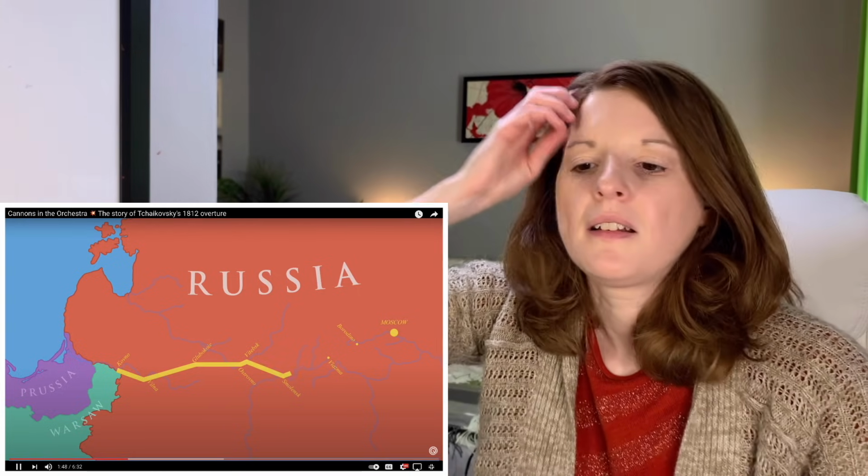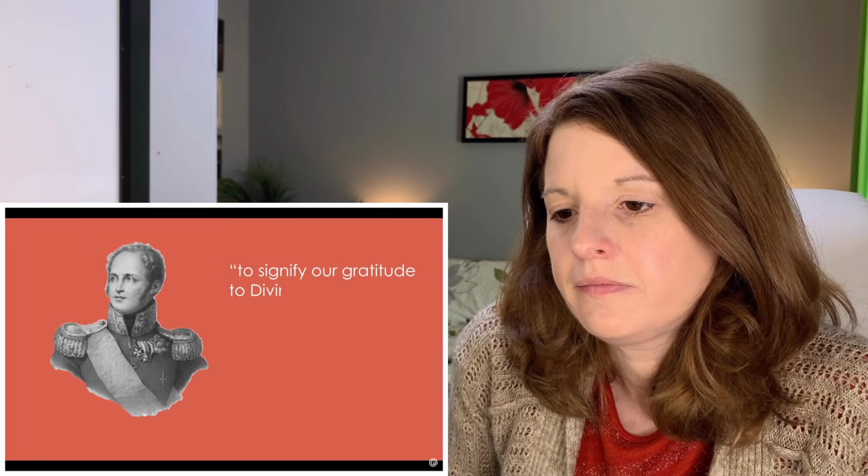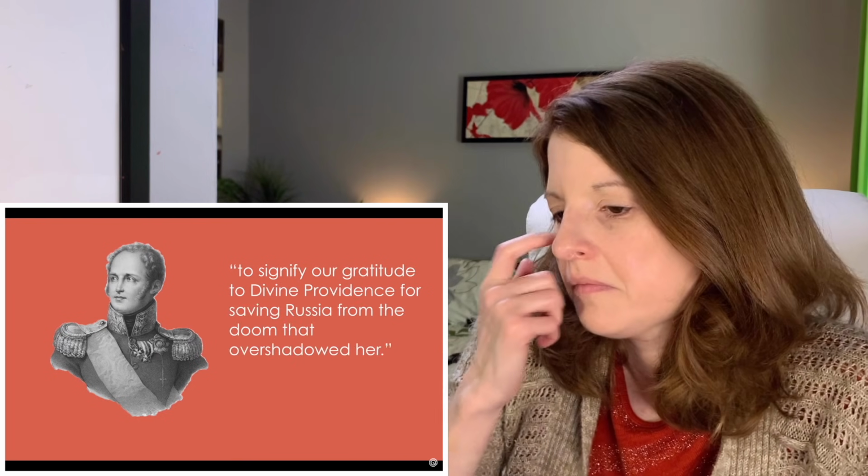And by December 14th, 1812, he was no longer in Russian territory, and only a fraction of his original army survives the invasion. To commemorate the victory, Tsar Alexander I commissions the construction of a cathedral to Christ the Savior. To signify our gratitude to divine providence for saving Russia from the doom that overshadowed her. Fast forward 68 years.